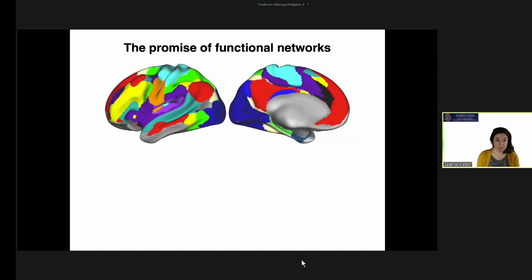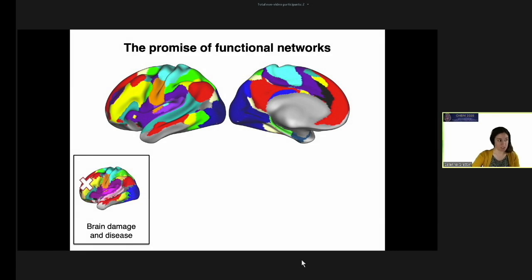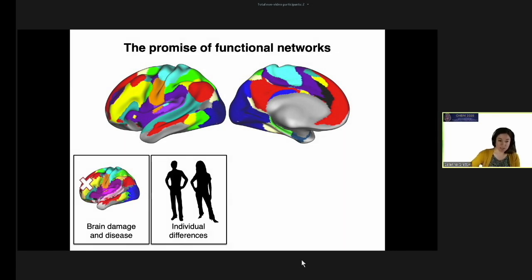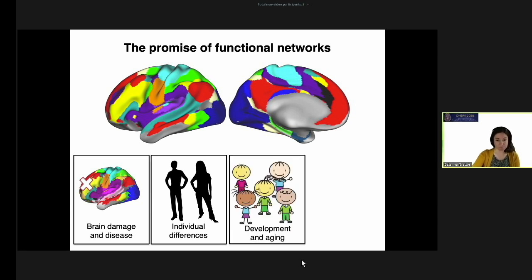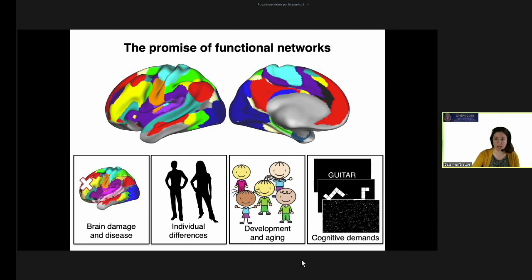It's perhaps not surprising then that these techniques have generated substantial excitement in the field for our ability to ask different types of questions. For example, how brain networks are affected by brain damage and disease, how they may reflect individual differences in behavior, such as those linked to different traits, how they may change over the course of the lifespan with development and aging, and how they may be modified under different cognitive contexts or with different demands.